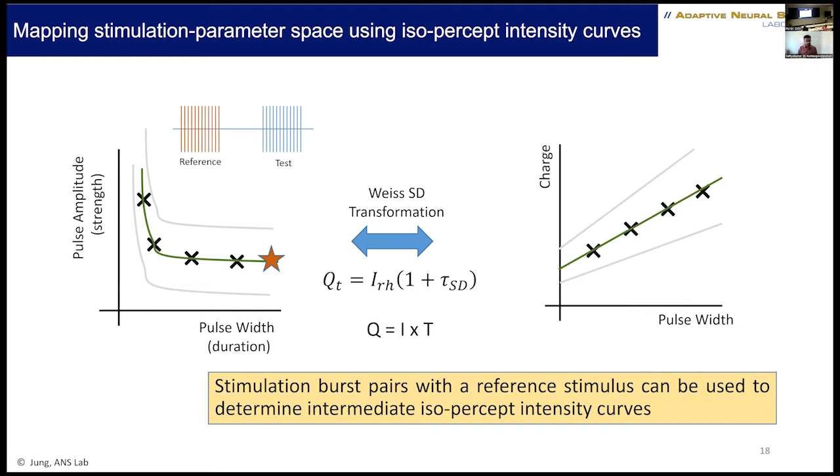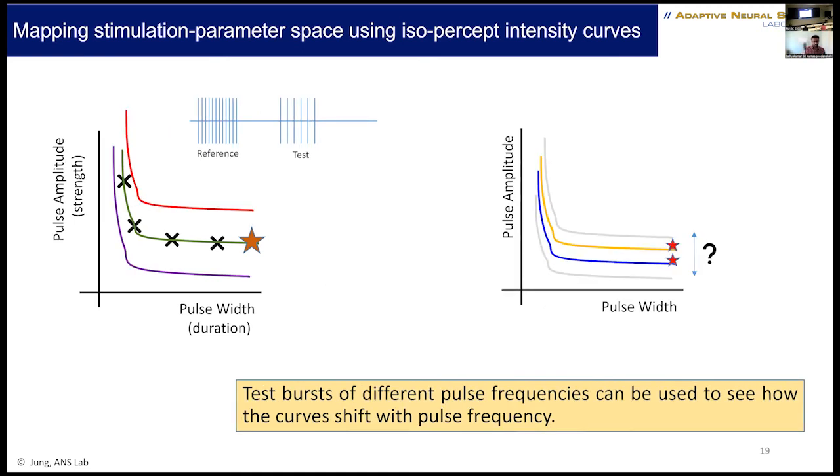So what you see on the plot below is the reference stimulus marked by the star, and every point along this green curve is a point that feels the same as the percept intensity elicited by the star. So this way you can sample the stim percept space after the electrode is implanted.